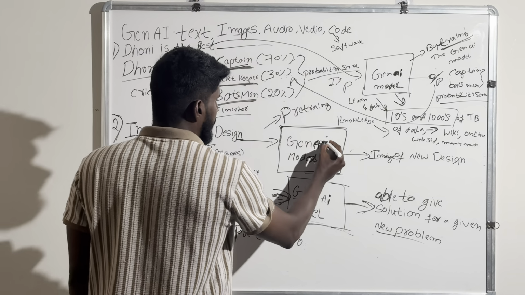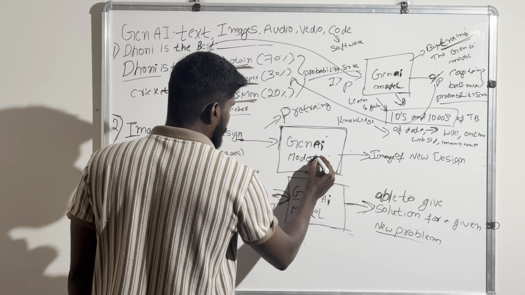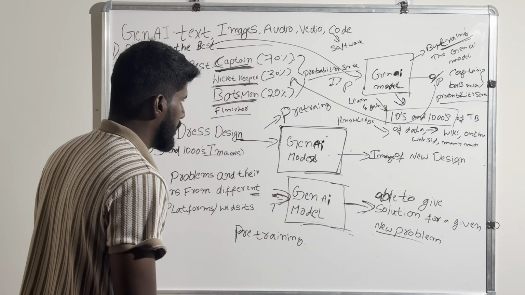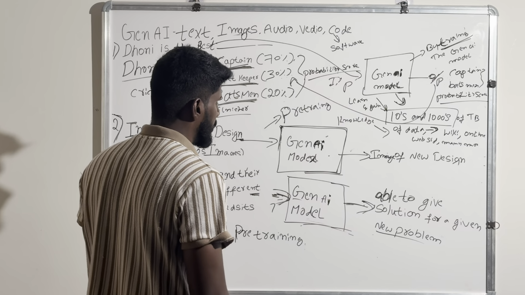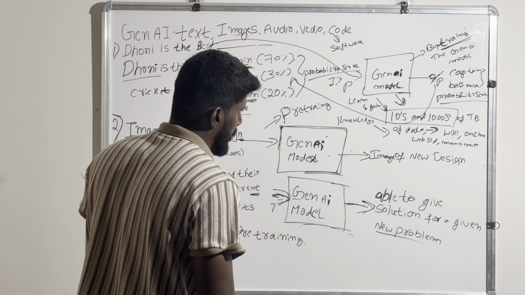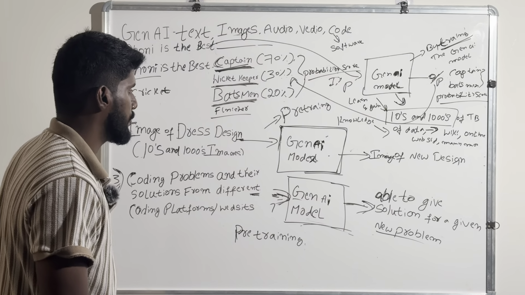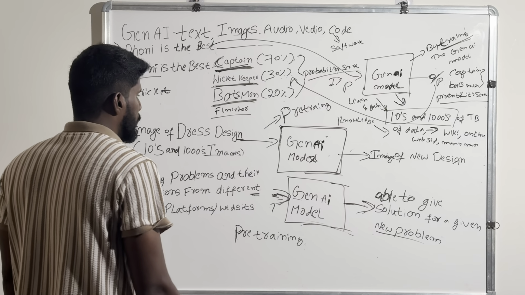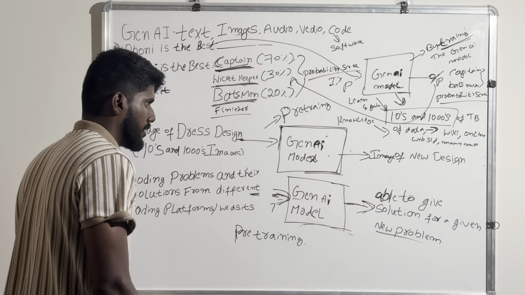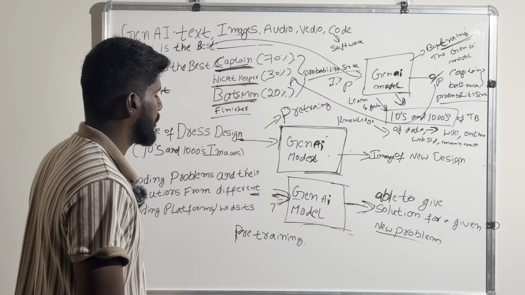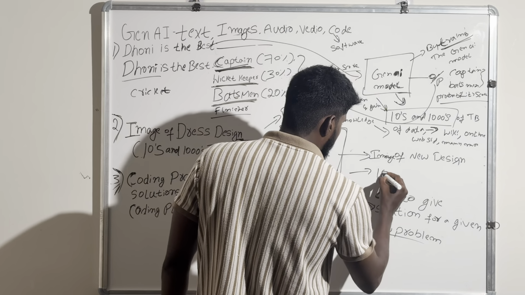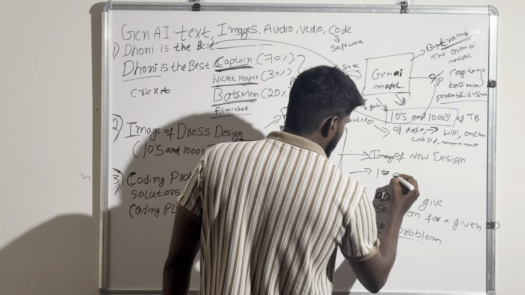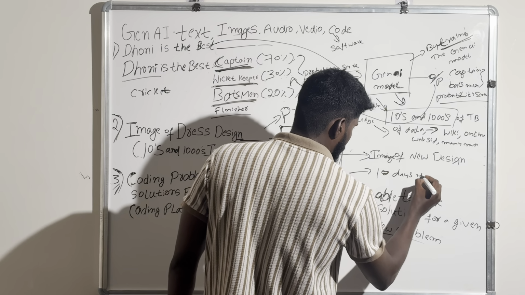Similarly, if you want the Gen AI model to do this, if you want your Gen AI model to generate an image of the new design so that you can use that new design image and design a costume for your client, you have the knowledge so that you can create a new design for your client, but it will take, let's say, 10 days, 10 days of time.